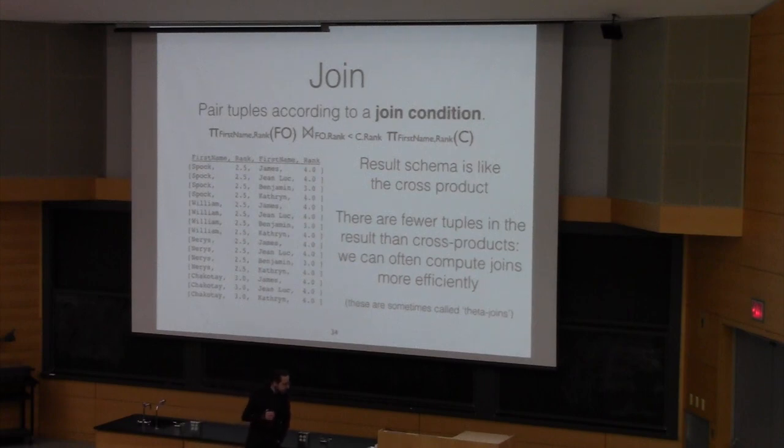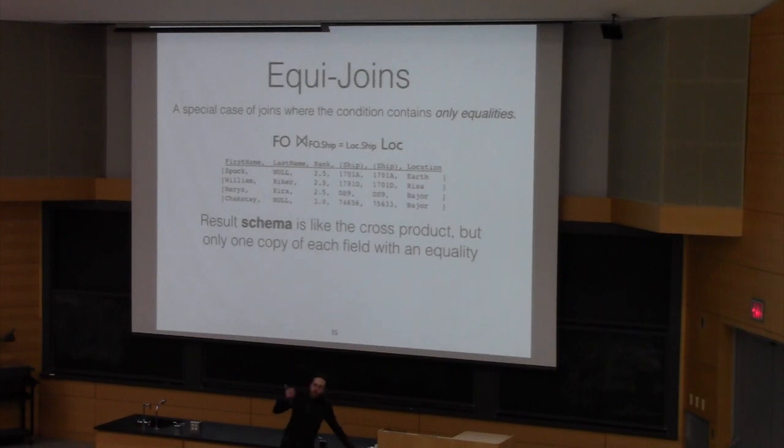What do you mean by less than or equals? The subscript FO rank is less than C rank. It depends on what the query is asking for. That's a great question, though. The question was, do we want to use an equal sign or a less than sign in a join? There's actually a specific kind of join called an equi-join. I'll get into all of this next lecture.